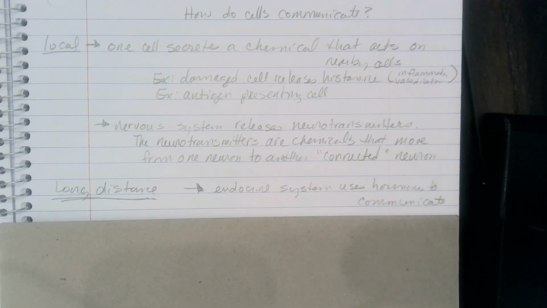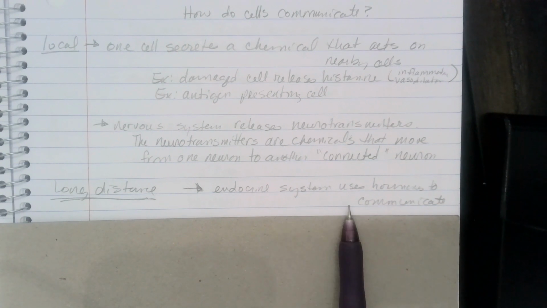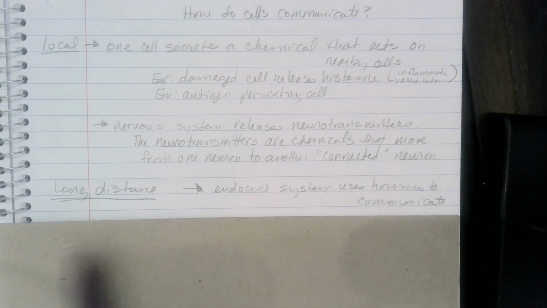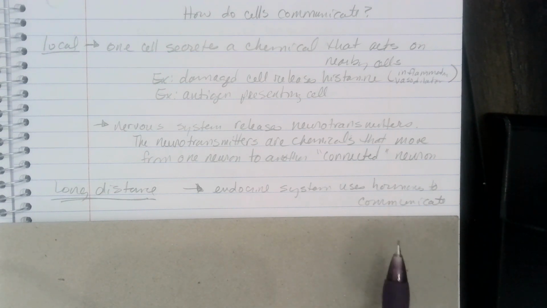Long distance communication. The endocrine system uses hormones to communicate, and this is considered long-distance communication. It's not just that the cells aren't nearby, but that's part of it as well. It's also that your endocrine system is releasing these hormones, and the hormones go all through your body. It goes everywhere in your body.